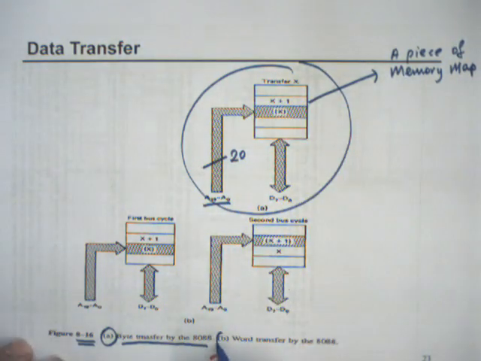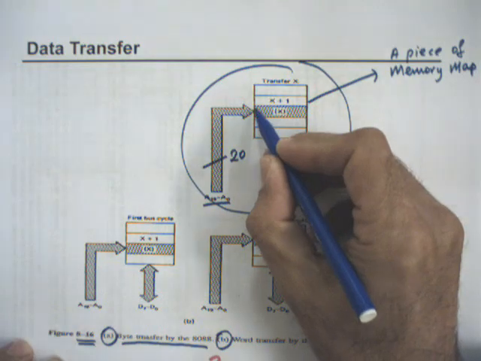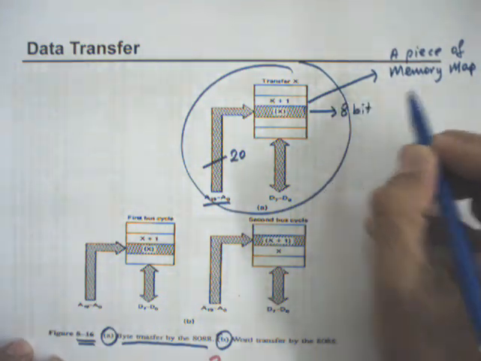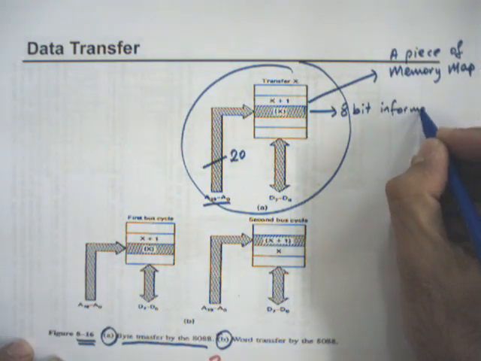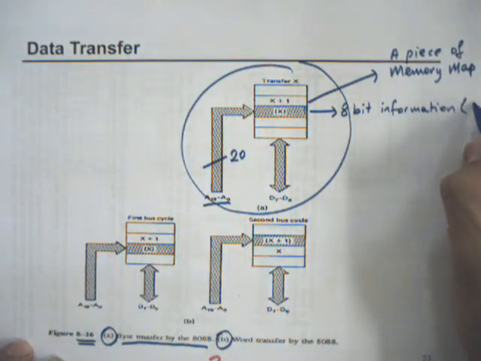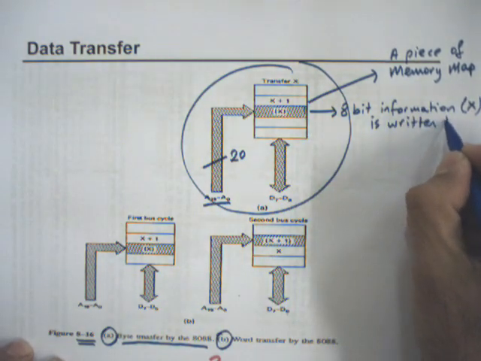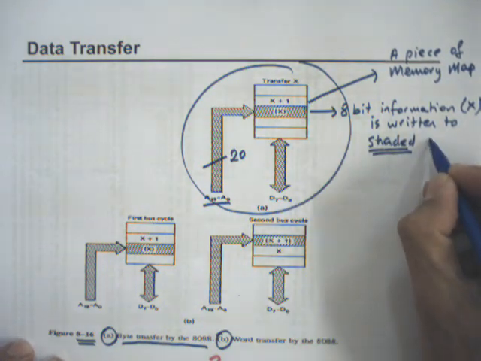In part B of this figure, okay, so this X plus 1 is kind of misleading. So we only transfer a byte. This is 8-bit information, which is X, written to the shaded address location.